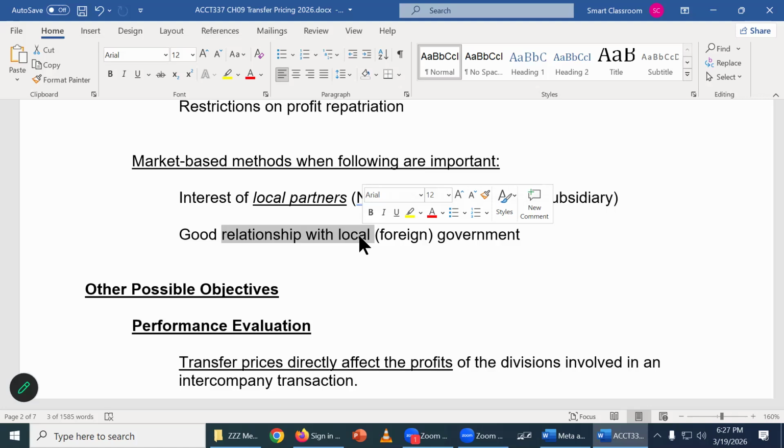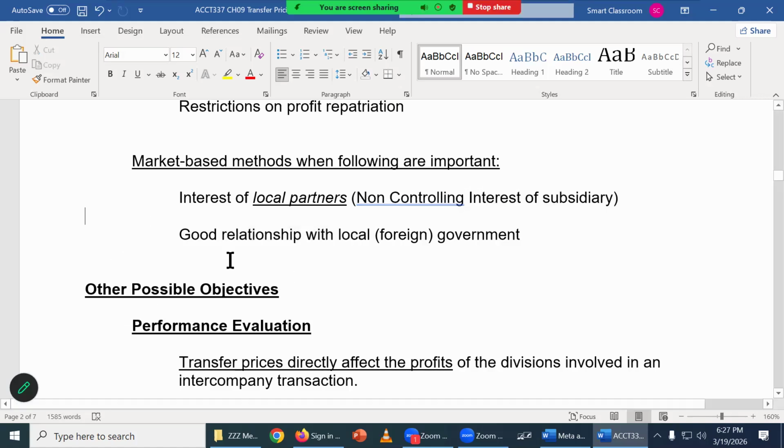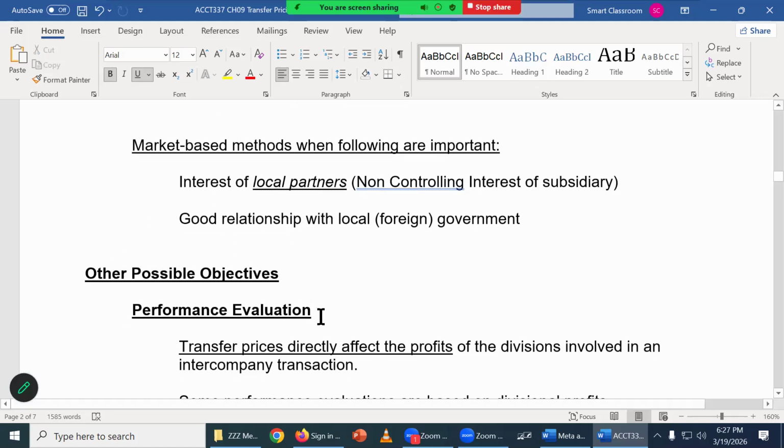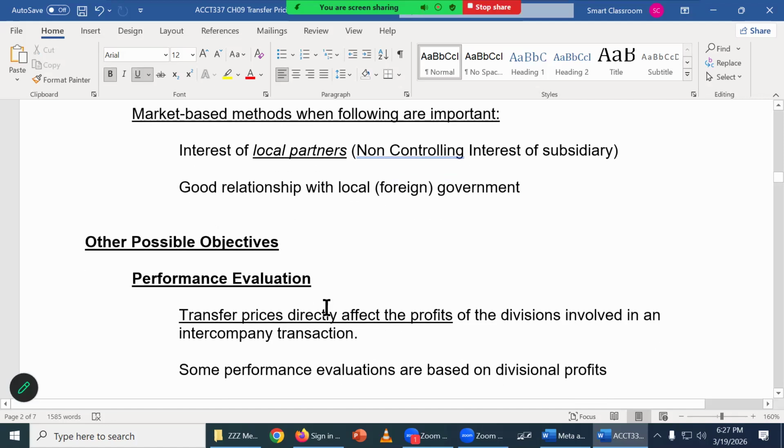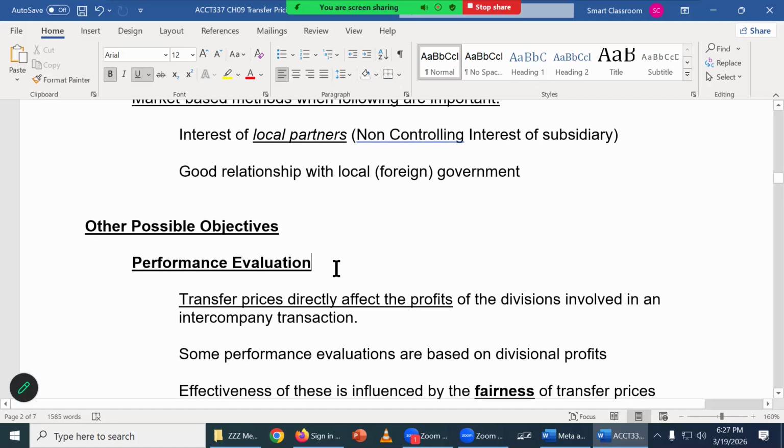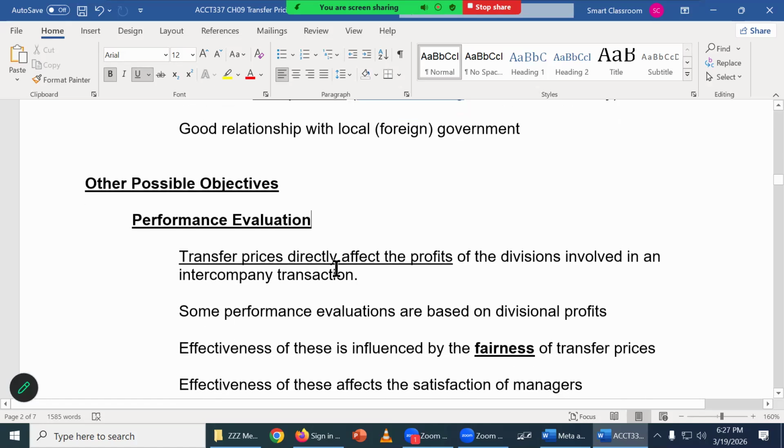So you have these companies that cannot have 100% ownership. They have to have somebody else own part of it. And for those companies, the market-based methods are going to be the ones, because it has to be fair to the people who are not the majority owner, or the ones that are having stuff transferred to them.